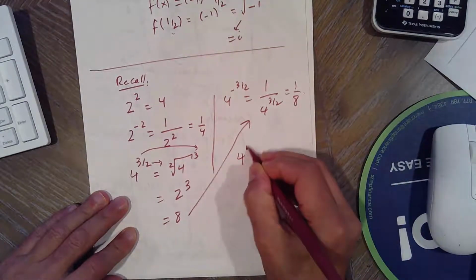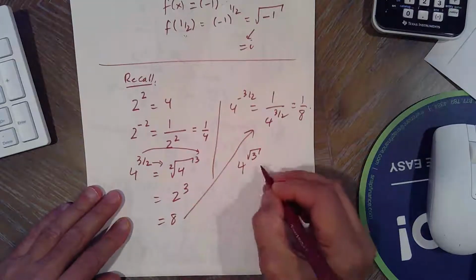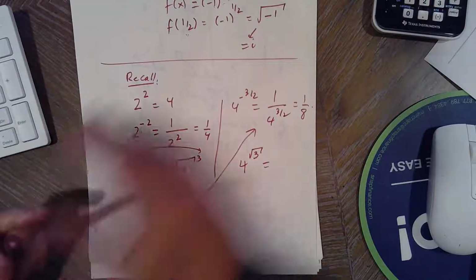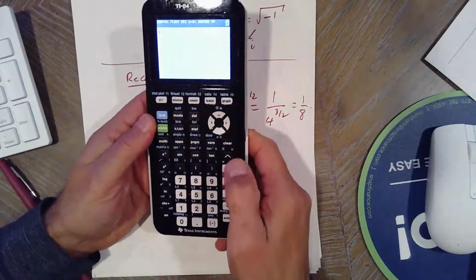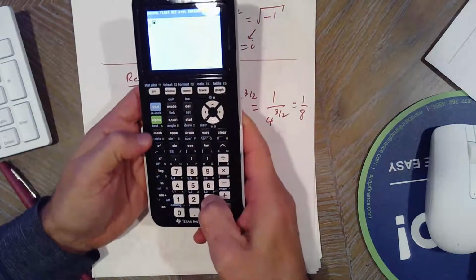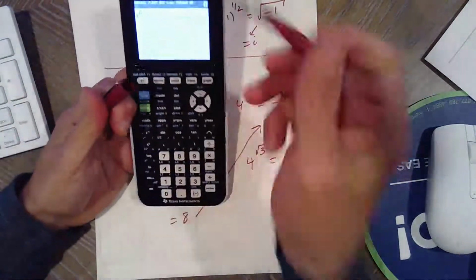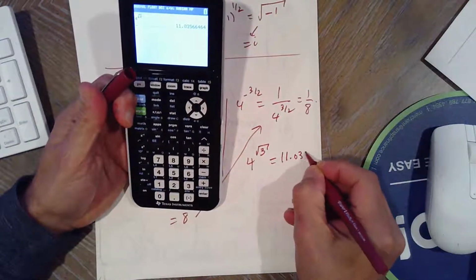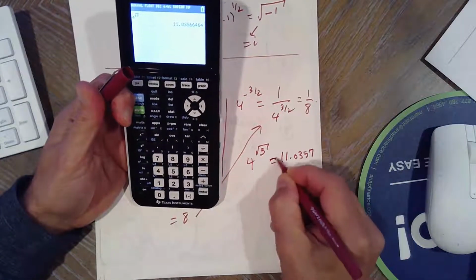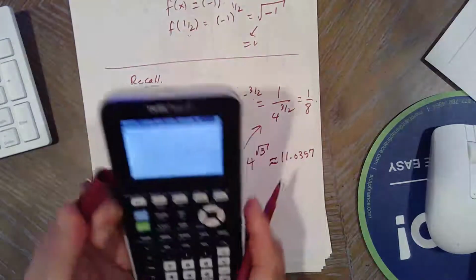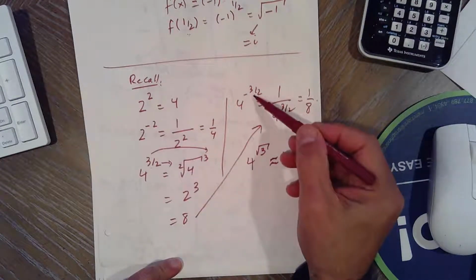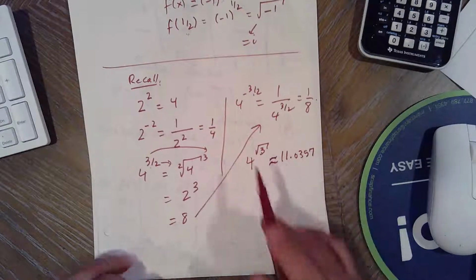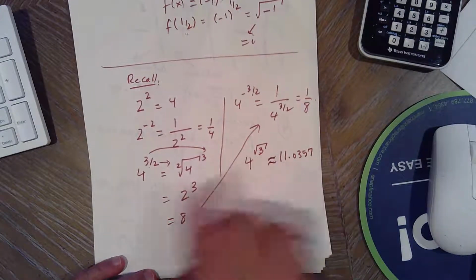Now, what if we have 4 to an irrational exponent? What we have to do here is get an estimate, because we're dealing with irrational numbers, so we do it in the calculator. 4 to the power square root of 3. And how many decimal places do you want? 4, so you get 11.0357 or so. What this says is I can put in anything I want in the exponent: a positive number, a negative number, a fraction, the negative of a fraction, an irrational exponent. So the domain of exponential functions is all real numbers. That's what this is all about.